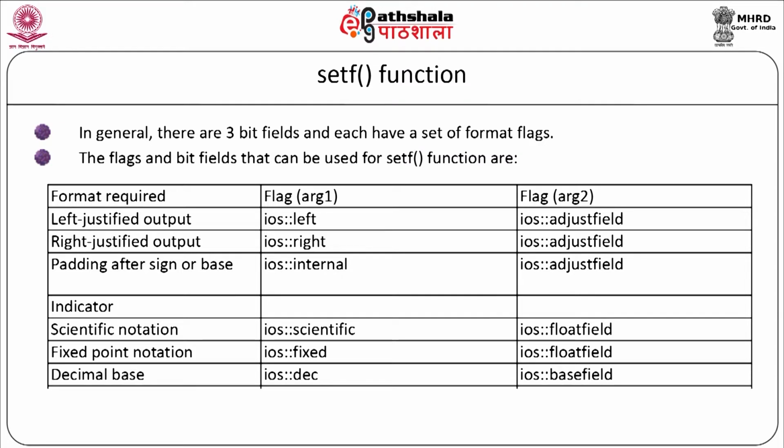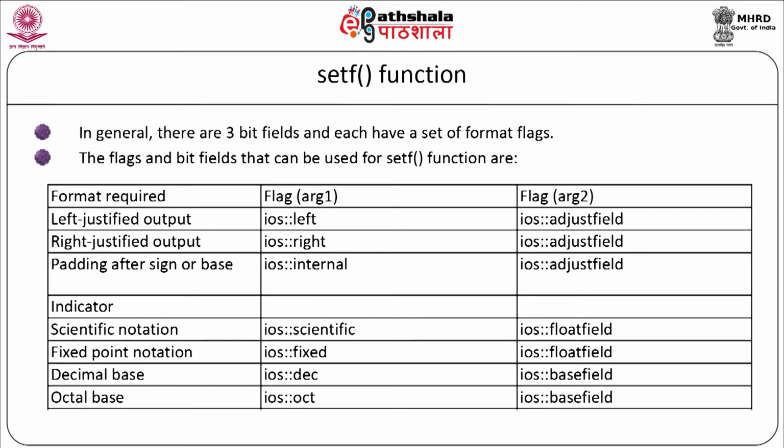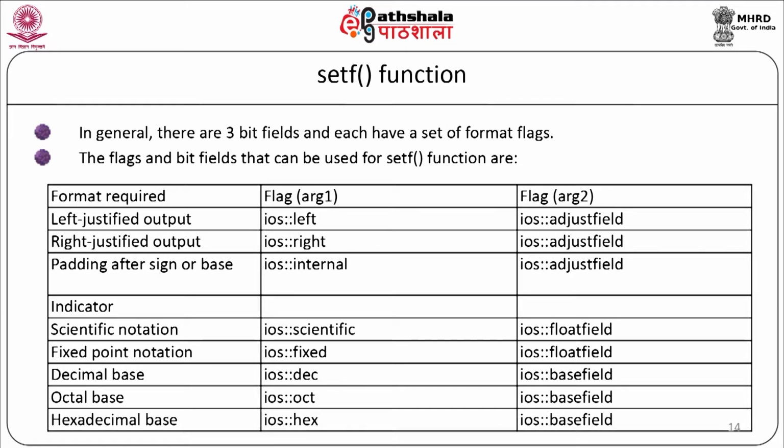Decimal base will be ios::dec, ios::basefield. Octal base will be ios::oct, ios::basefield. Hexadecimal base will be ios::hex and ios::basefield. So formats will have different argument 2 values. One is adjustfield and the second is floatfield, and the flag values will be different.